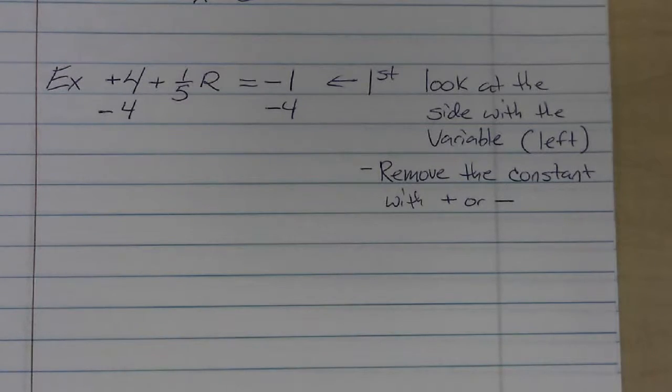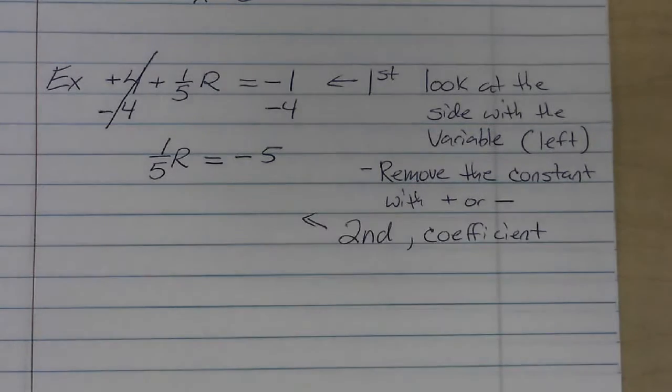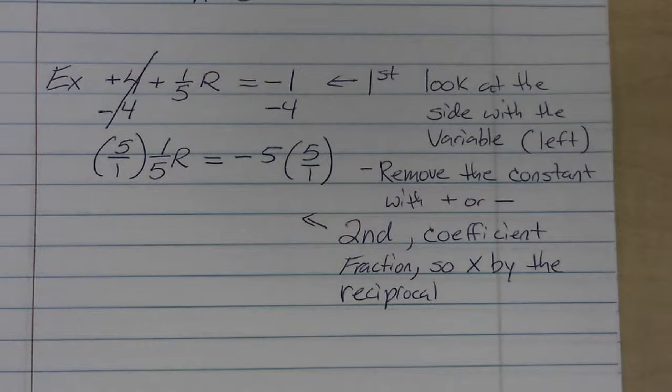On the left-hand side, plus 4 and minus 4 cancel. And on the right-hand side, -1 minus 4 is going to be -5. Now we have a one-step equation, and we look at the coefficient. And the way we deal with a fraction coefficient is with reciprocals. So we're going to multiply both sides by the reciprocal of the coefficient, which is 5/1. On the left, the fraction and reciprocal cancel, leaving r.